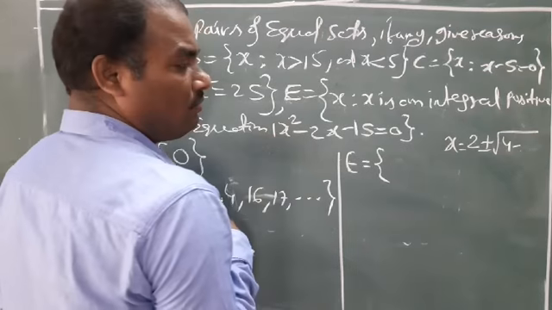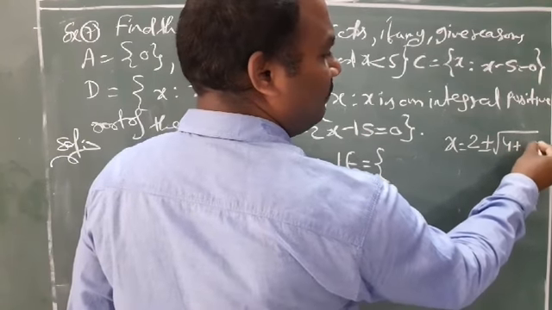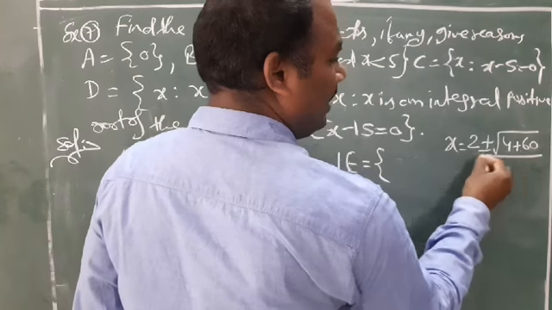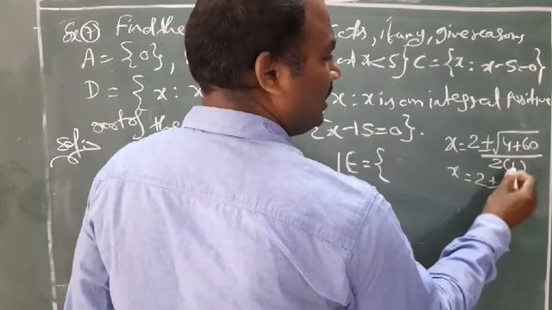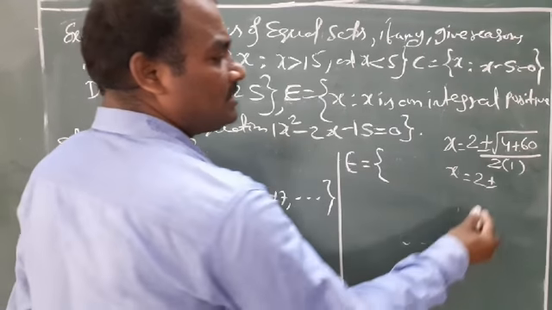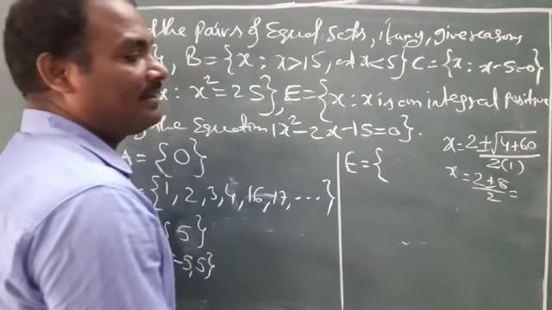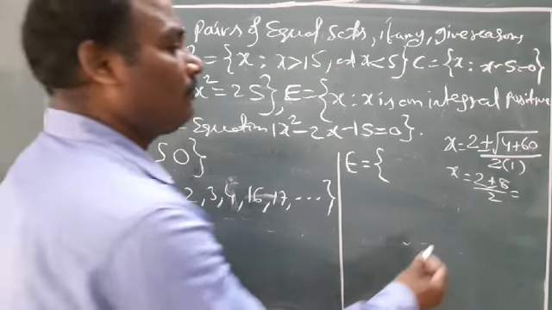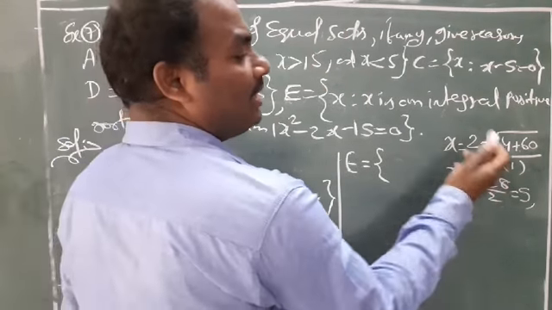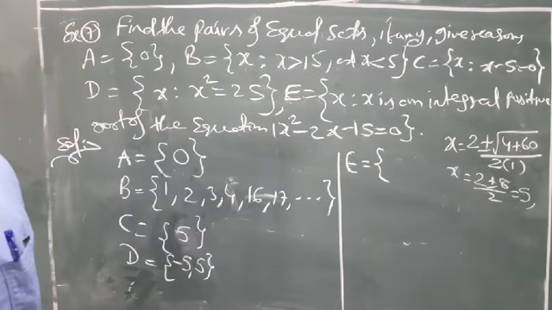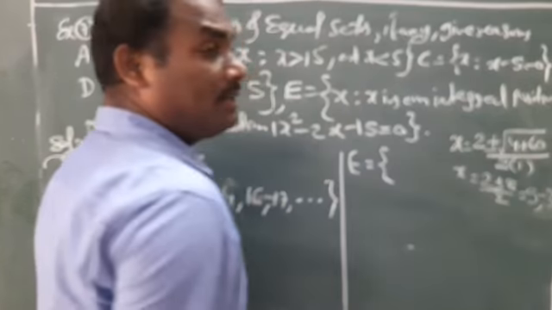What is the a value? 1. What is the c value? Minus 15. So minus of minus plus 4 into 15, 60, by 2 into 1, 2a. x is equal to 2 plus or minus root 64, root 64 means 8, by 2. So 2 plus 8, 10 by 2, how much? 5. 2 minus 8, minus 6. Yes or no? Minus 6 by 2 means minus 3. So the roots are minus 3 and 5.